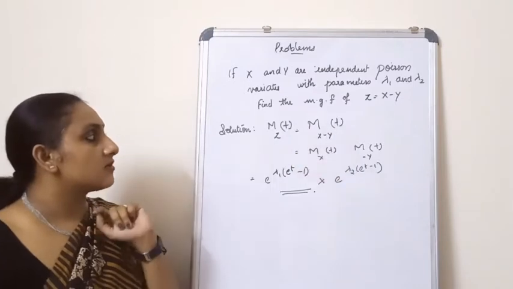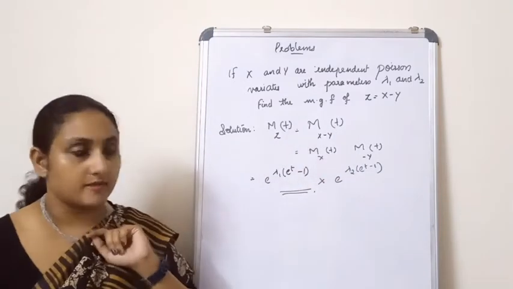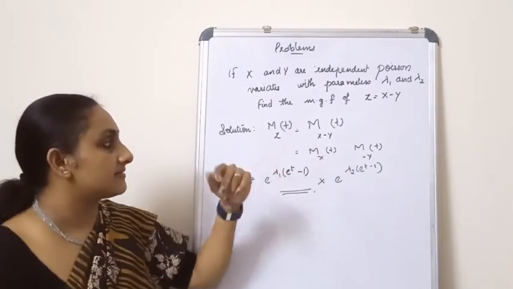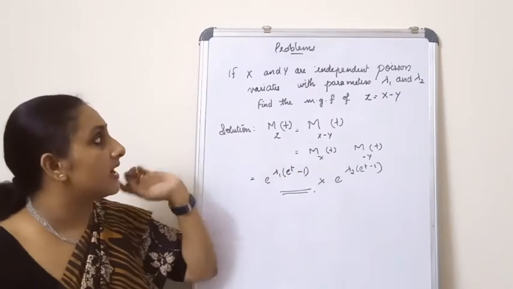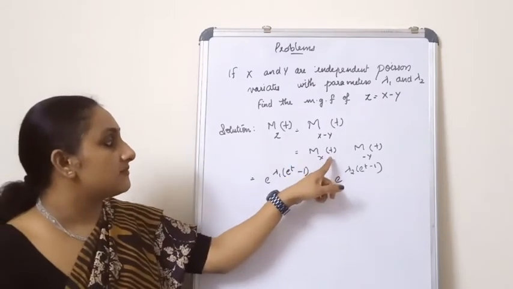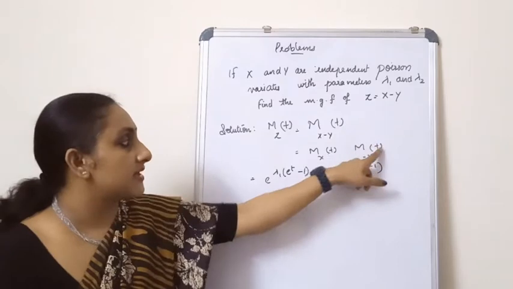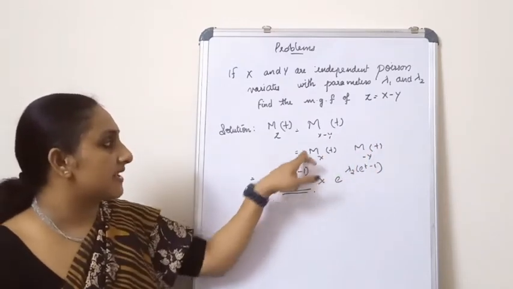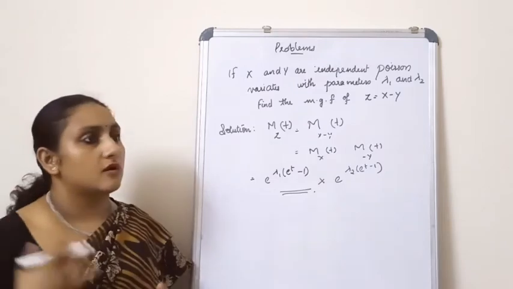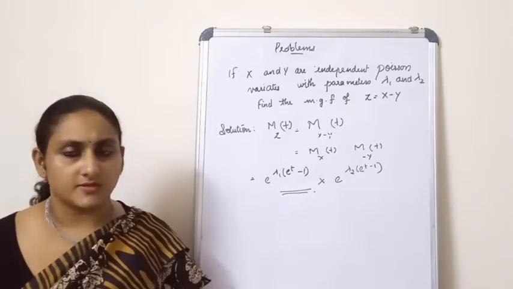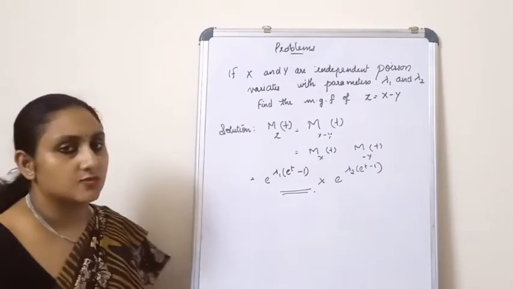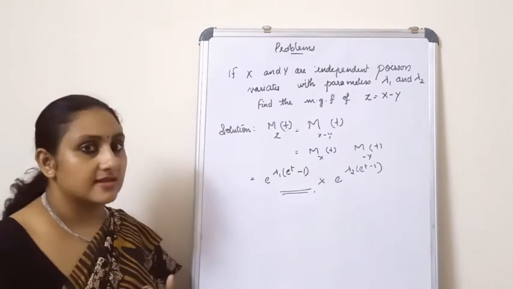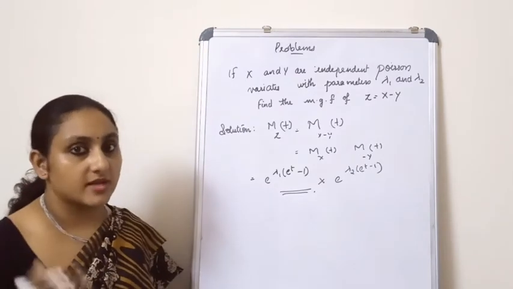Now according to the rule of the MGF, since X and Y are independent, you can write it as M_X(t) multiplied by M_(-Y)(t). Now what is M_X(t)? What is the MGF of a Poisson distribution? I hope you remember that. Yes, it is e raised to lambda into (e raised to t minus 1).